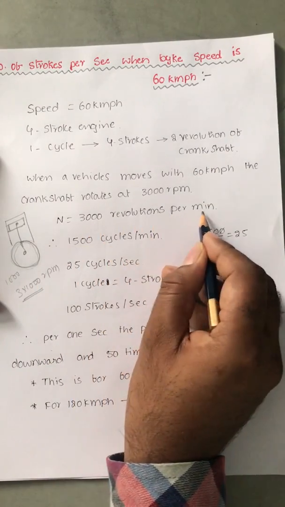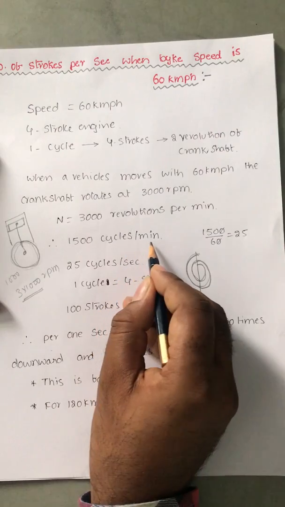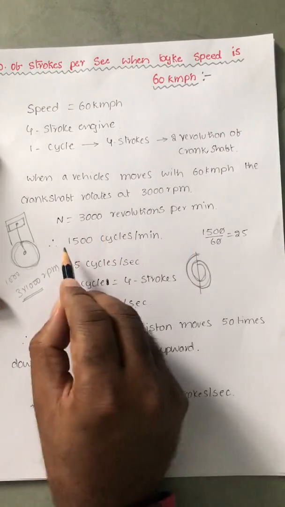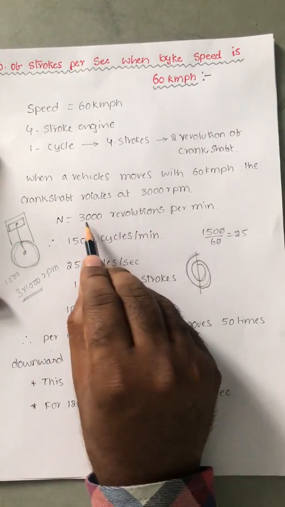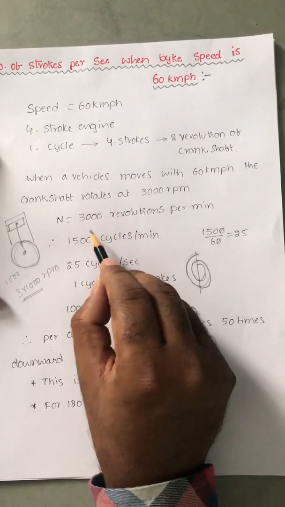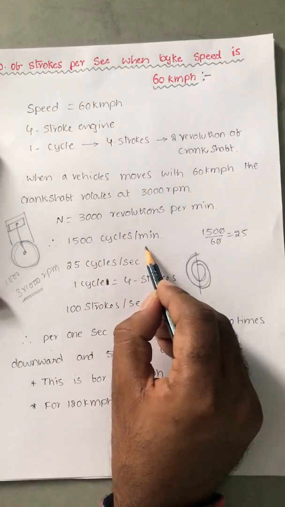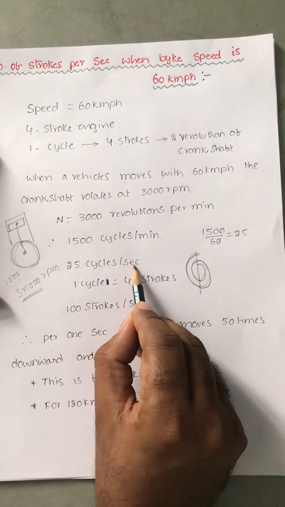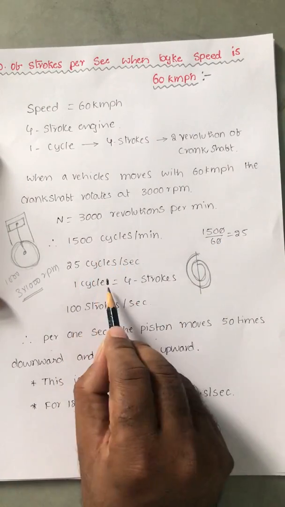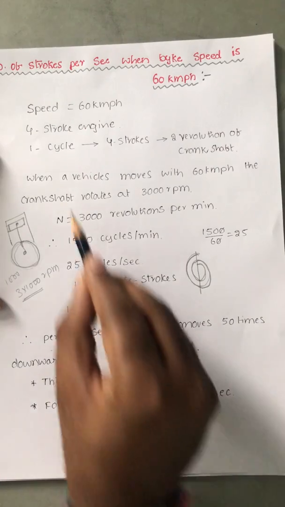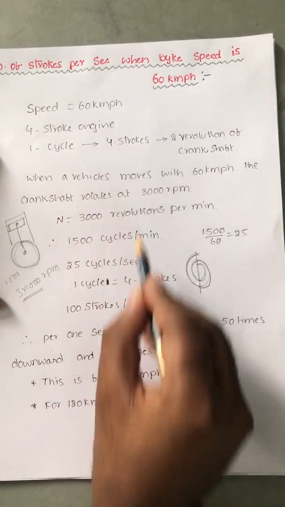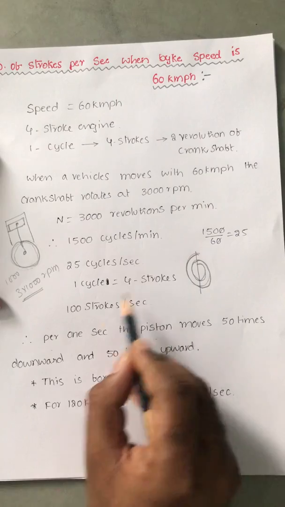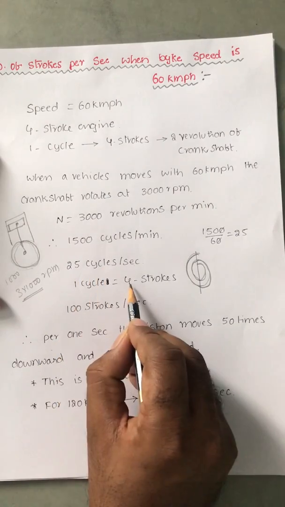3000 revolutions per minute means 1500 cycles per minute, because 2 revolutions is 1 cycle. 3000 revolutions divided by 2 gives 1500 cycles per minute. So 1500 divided by 60 means 25 cycles per second. 1 cycle means 4 strokes, already written here. So 1 cycle is equal to 4 strokes. That means 25 cycles, 25 into 4, 100.